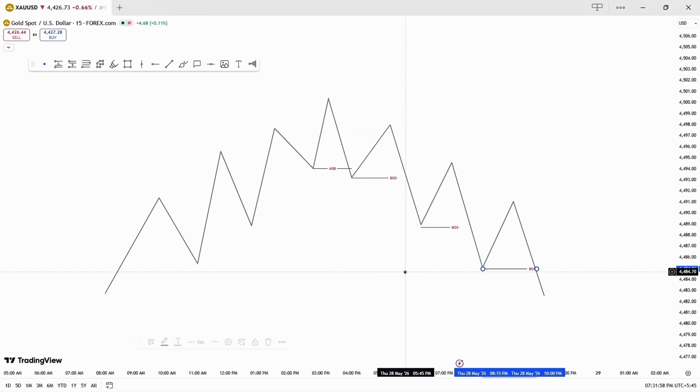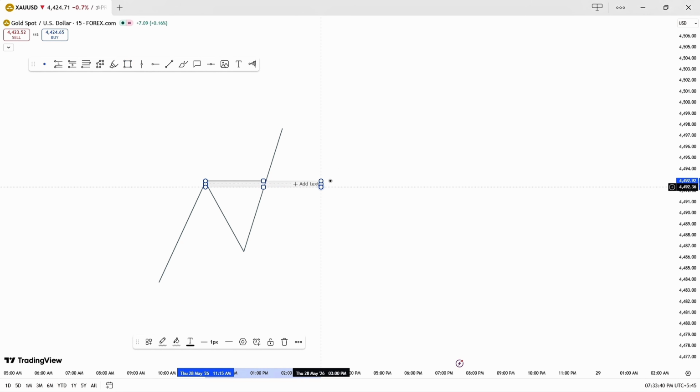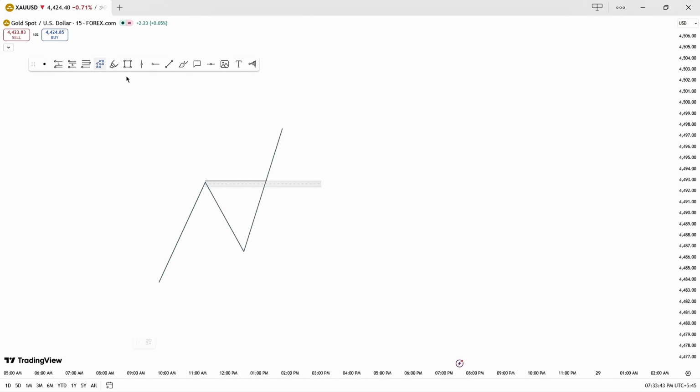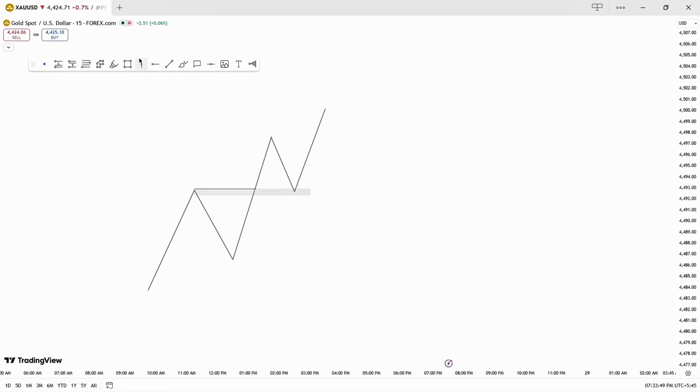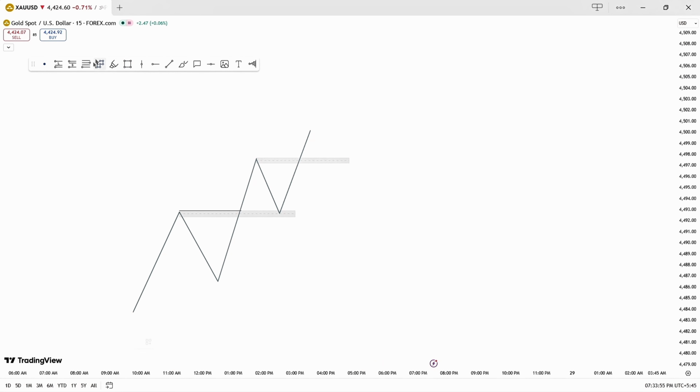I will show you how to mark the SNR level here. First, let's talk about the resistance becomes support level like this. Resistance level, after it breaks, becomes the support like this. Market will retrace here and then it will respect like this. This was also the resistance level. After it breaks, it becomes the support level. Like this, market structure goes on.